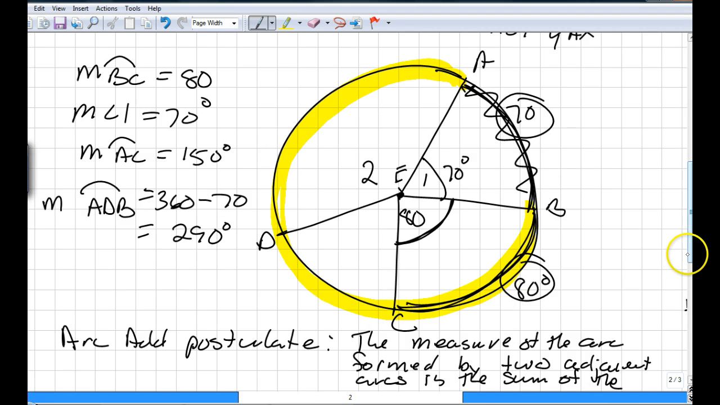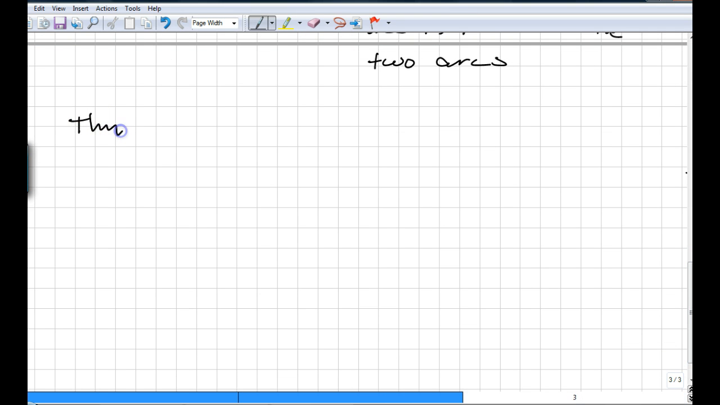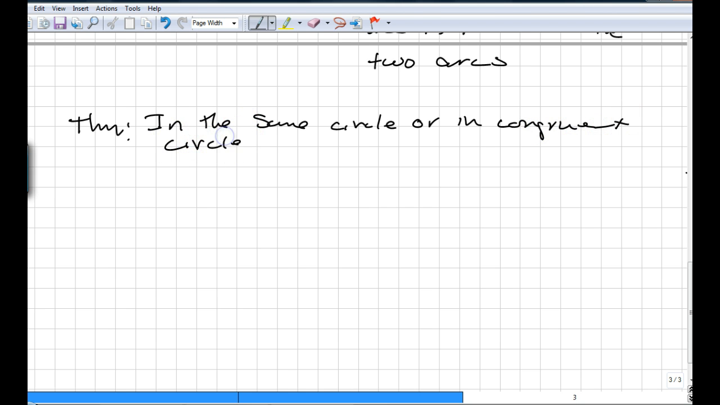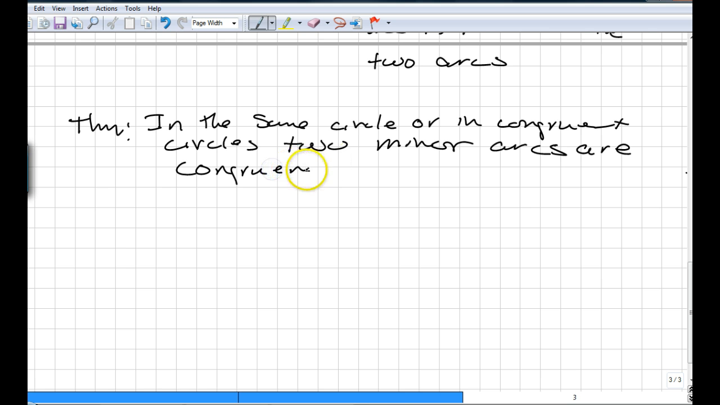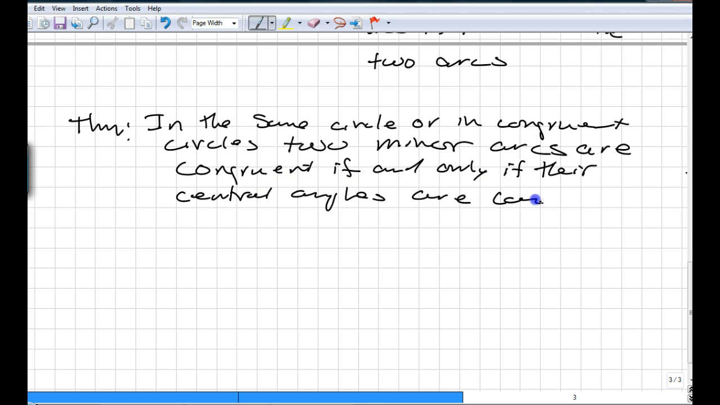Okay? And then we have one more theorem. The theorem says in the same circle or in congruent circles, two minor arcs are congruent if and only if their central angles are congruent.